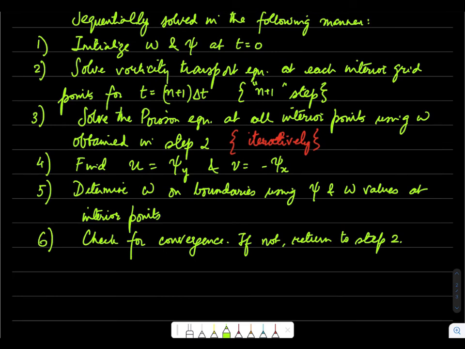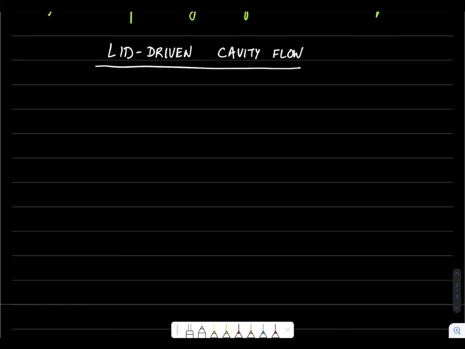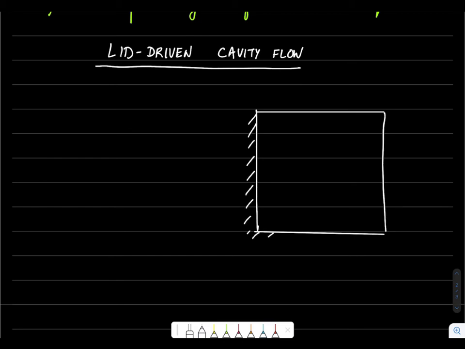Now I will discuss an implementation of this method for a classical lid driven cavity flow problem. This is a very classical problem used for benchmarking many codes, and the problem goes something like this. We have a square cavity, so we have a square enclosure which is bounded. The three walls here are stationary, so you can think of that's how we define a cavity. But the top surface has a plate which is moving to the right with some velocity, let's say u.